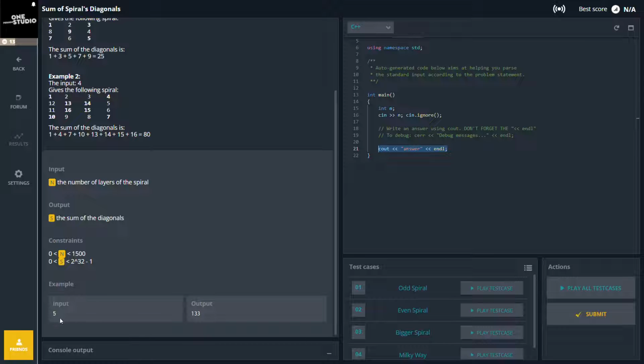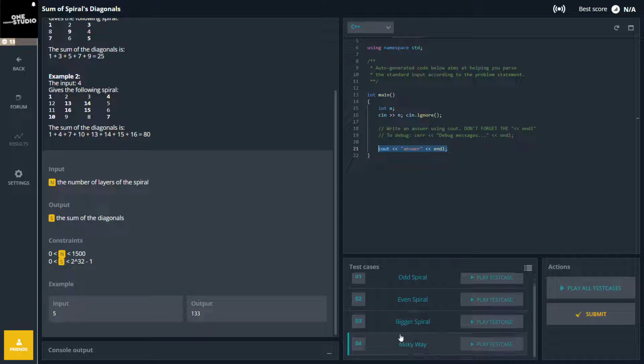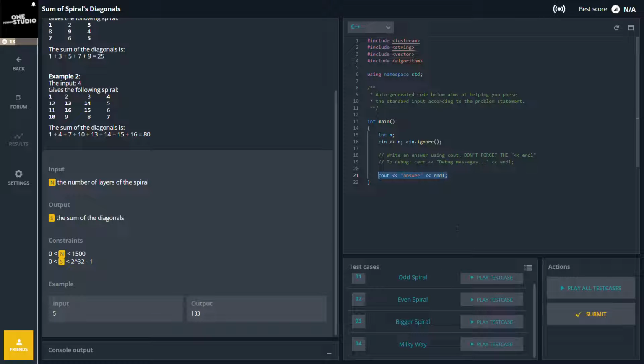So the example of input and output, and there are 4 test cases that I need to solve. The first one is an odd spiral, the second one is an even spiral, the third one is a bigger spiral, and lastly the fourth one is Milky Way. So let's solve the puzzle.